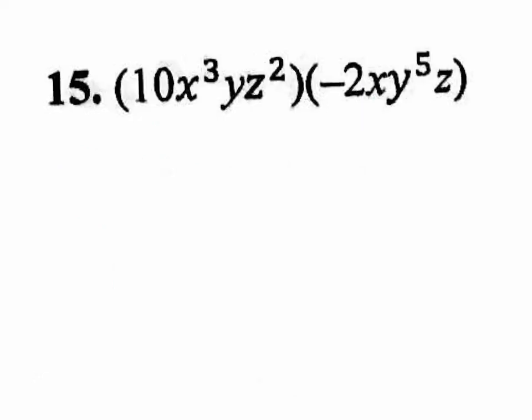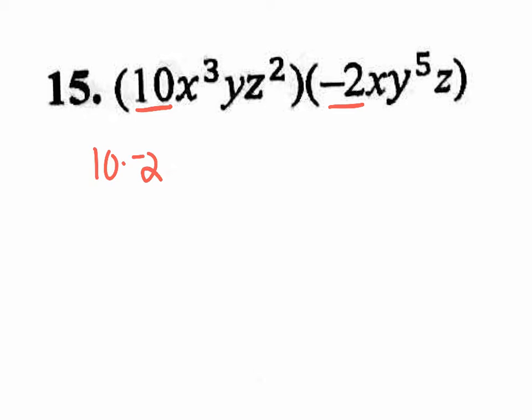15, once again, nothing to distribute. So there is no rule 3 on this front side. You don't distribute anything. So you could just rewrite everything without parentheses, and you could rearrange them. Again, I'm going to start with the coefficient 10 times negative 2. I want to write that out. 10 times negative 2. I know my answer is going to have a negative 20 in front.